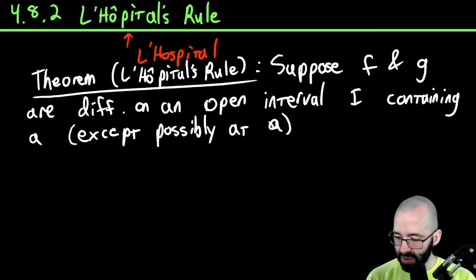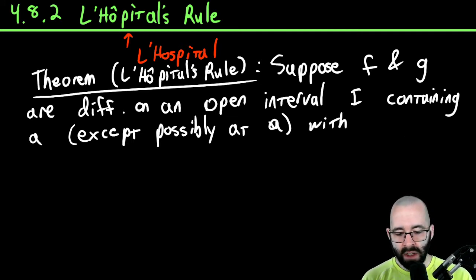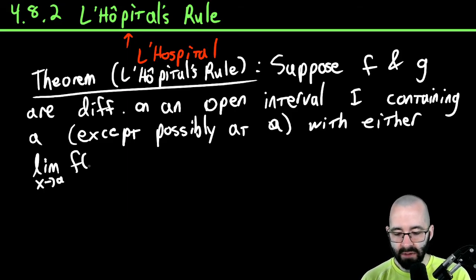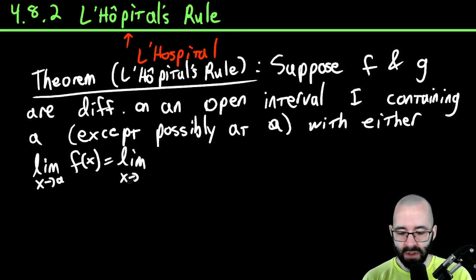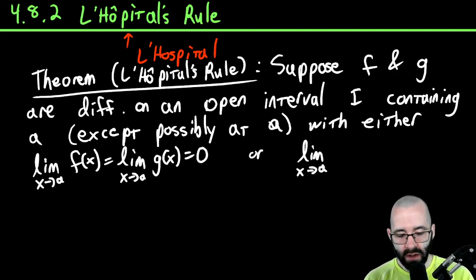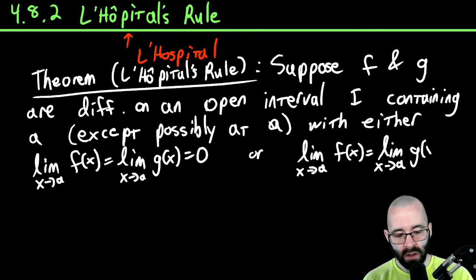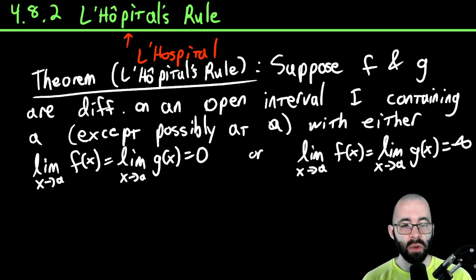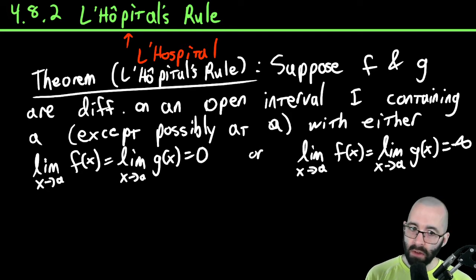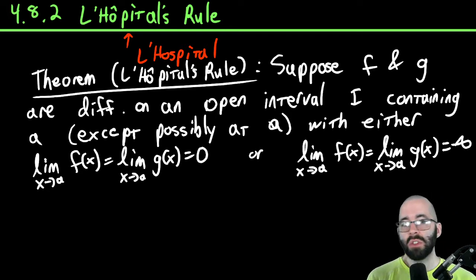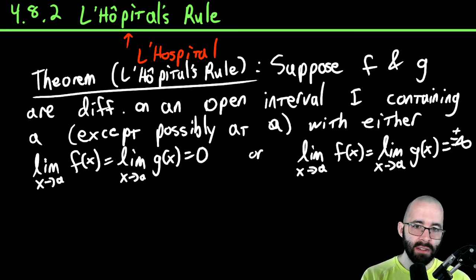Okay. So suppose this, and then we're going to have one of the two indeterminate forms. Either the limit as x approaches a of the function f is the same as the limit as x approaches a of the function g, and they're both 0, or maybe they're both infinity. So either both of these functions go to 0, and we have 0 over 0 in that case, or both go to plus or minus infinity, and then we have the infinity over infinity case.